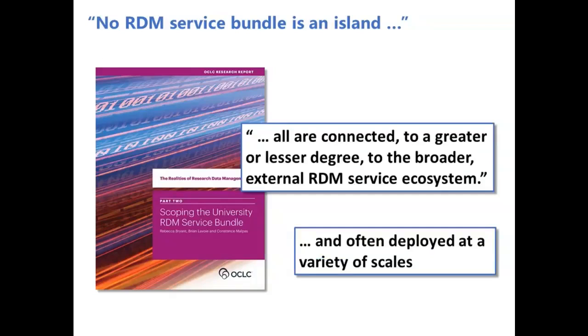Now, generally speaking, RDM service bundles are not self-contained, at least the ones that we've seen. They may differ in the degree to which they incorporate external services and resources, but by and large, they're all scoped to leverage some connection to the external RDM service ecosystem. And in addition to this, an RDM service bundle will likely include services deployed at a variety of scales, including campus scale services and services that are scaled above or below the campus. So what this means is that an important aspect of deploying an RDM service bundle is to coordinate or manage the interoperability of a set of services that are sourced and scaled in a variety of ways.